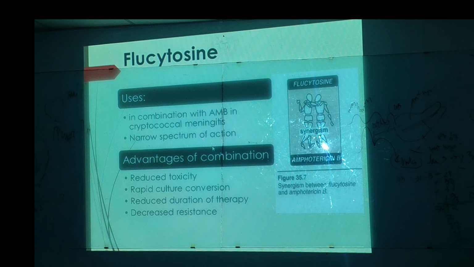What is the advantage of combining your flucytosine and your amphotericin B? These are the advantages: reduction in the toxic effects, rapid culture conversion, reduced duration of therapy, and decreased resistance.